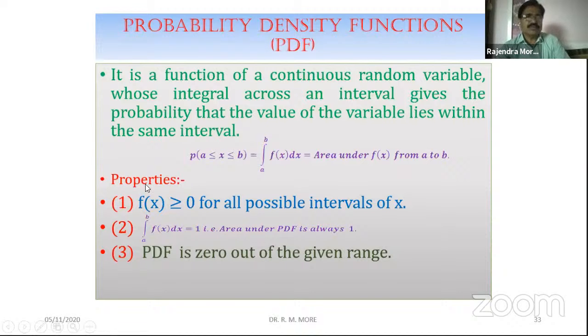What are the properties of this? f(x) is greater than or equal to 0 for all possible intervals of x. And if this is the only range of the whole example, then the total will definitely be equal to 1. And of course the probability distribution function is 0 outside the given range.